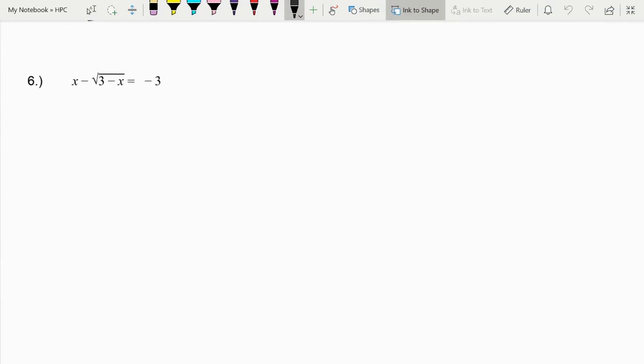All right, so number 6, this is our last example for today's notes. So we have x minus the square root of 3 minus x equals negative 3. So I do want to get my square root isolated, so I am just going to rewrite this as x plus 3 is equal to the square root of 3 minus x. Okay, then I am going to square both sides. So since I'm squaring both sides, I'm going to make a note to check for an extraneous solution at the end.